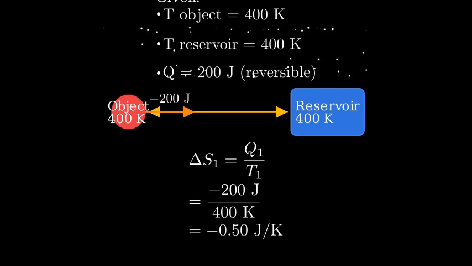First, the object loses 200 joules, so Q sub 1 equals negative 200 joules at temperature 400 Kelvin. The change in entropy of the object is delta S sub 1 equals Q sub 1 divided by T sub 1, which equals negative 200 over 400, which is negative 0.50 joules per Kelvin. A negative value means the object's entropy decreases.